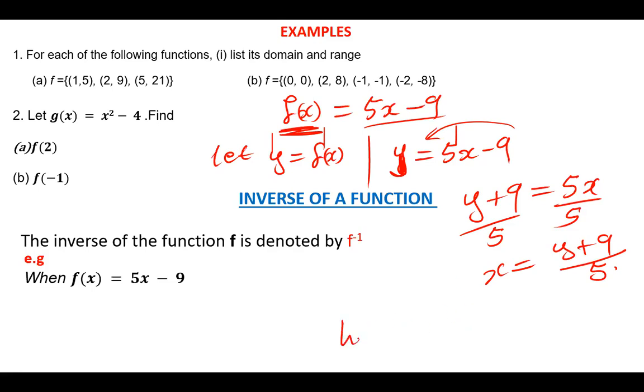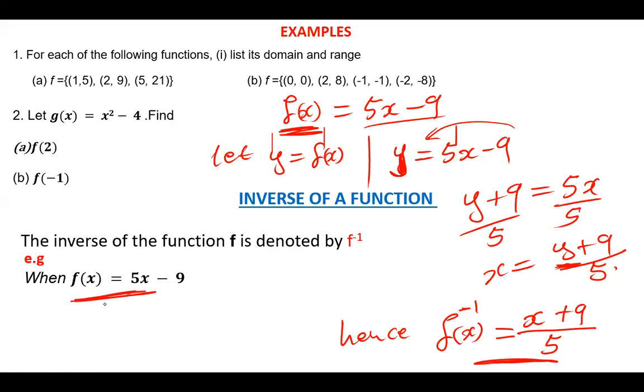We say hence f inverse of x is equal to, while there's y there, we're going to put x, and then we have plus 9 there, then everything divided by 5. So this is the inverse of this given function here. It's just as simple as that. The first step, you put y while there's f of x, and then from there, you make x the subject of the formula. Once you make x the subject of the formula, while there's y, you replace it with x, and while there's x, you replace it with f inverse of x. So that is exactly how you find the inverse function.